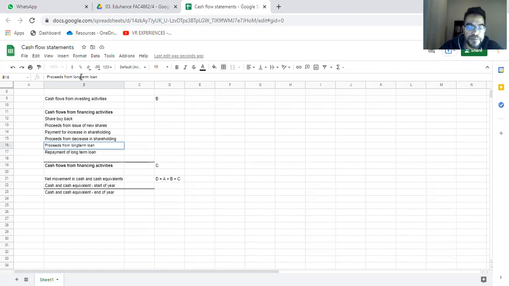So how are you gonna do it? In any cash flow number, you must reconstruct a T account, okay? But I'll explain that when I come to operating activities.